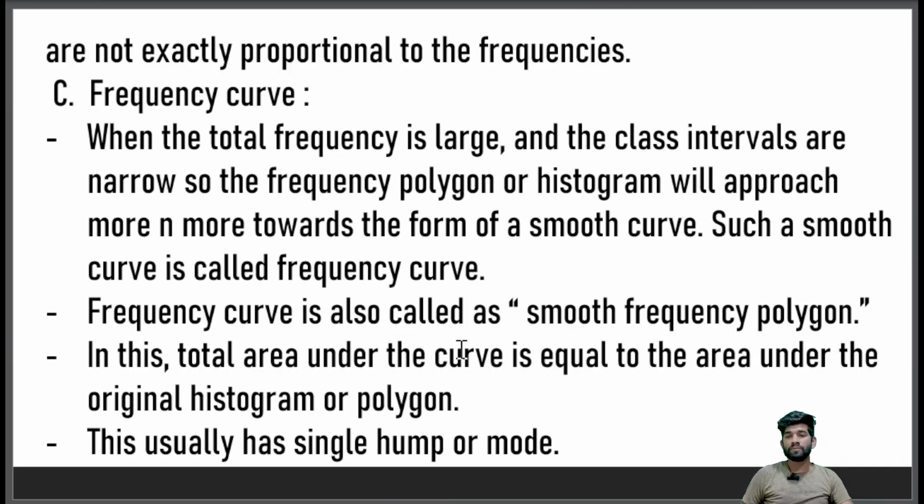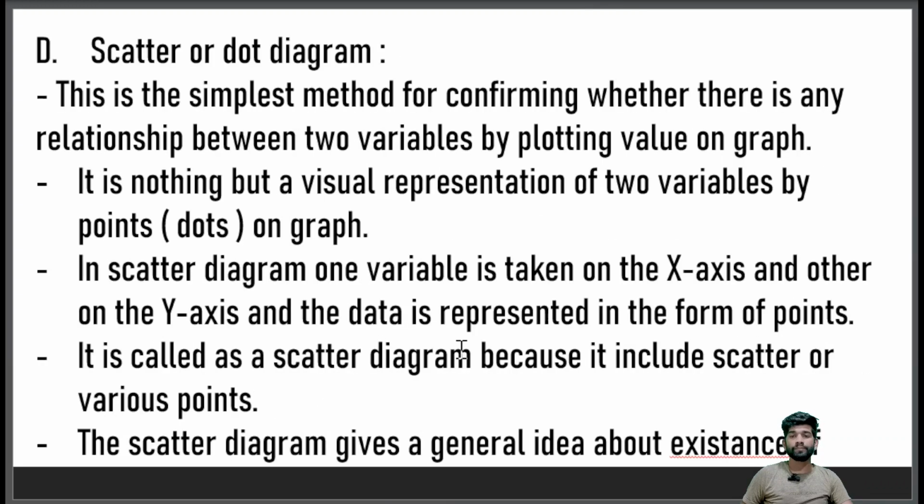Then C is the frequency curve. The third graph is the frequency curve. When the total frequency is large and the class intervals are narrow, the frequency polygon or histogram will approach more and more towards the form of a smooth curve. Such a smooth curve is called a frequency curve. Remember this definition: a frequency curve is also called a smooth frequency polygon. In this, the total area under the curve is equal to the area under the original histogram or polygon. This usually has a single hump or mode.